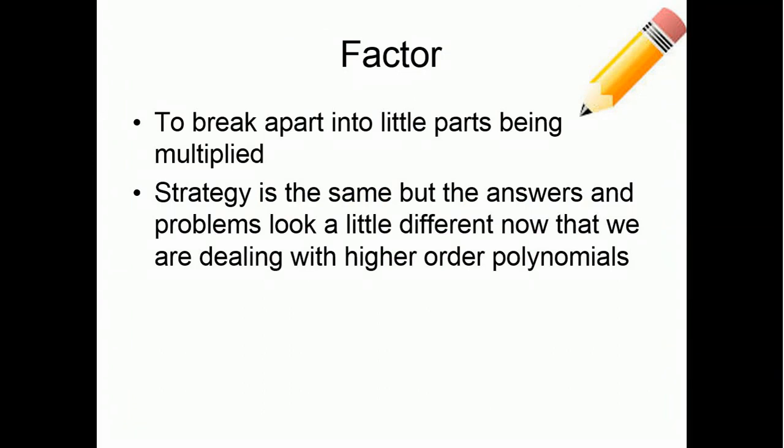So remember, factoring basically means to break apart into little parts being multiplied. So factoring, if you want to think of it, is undoing multiplication. So at the end of any factoring problem, what we can do is actually multiply it back out to get the original. It should always work that way. Now, your strategies are going to be the same, like I was mentioning, but your answers and how these problems are going to look are going to be different than what we were dealing with, just because we're dealing with higher order polynomials, aka to the fourths, to the thirds, to the fifths, stuff like that.